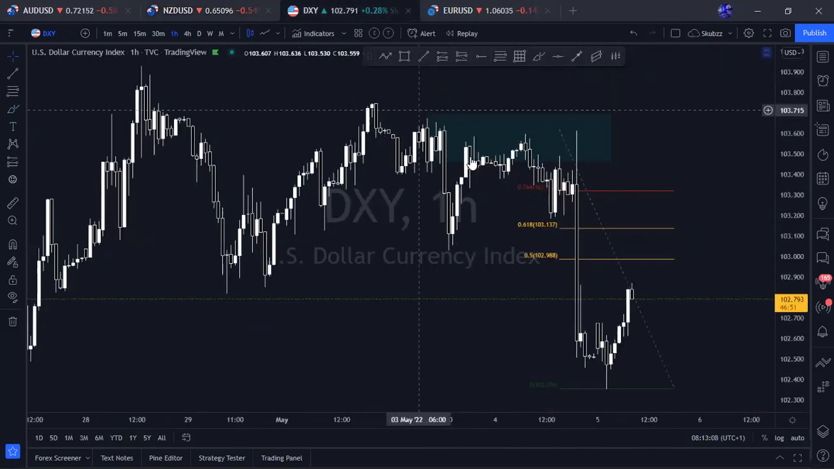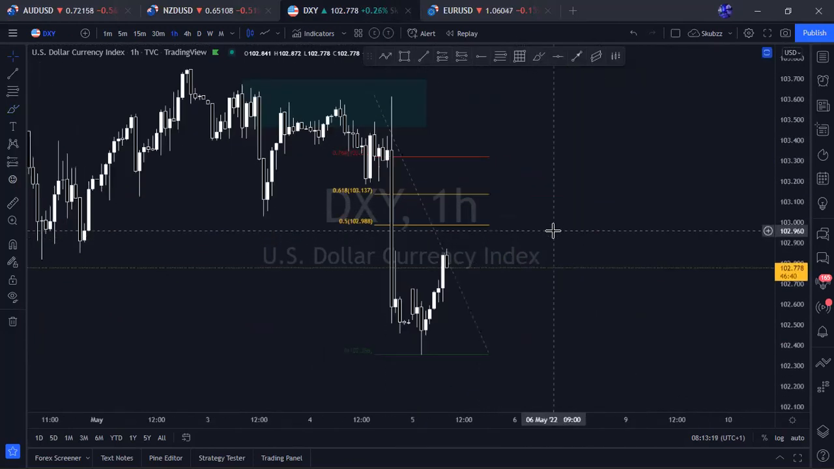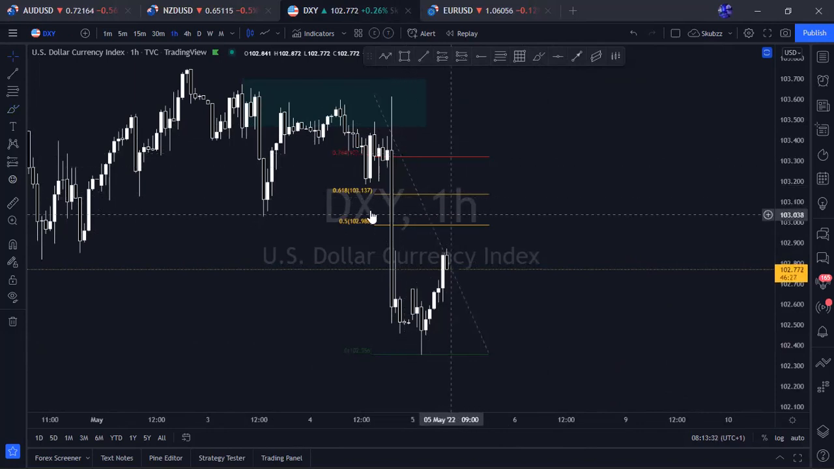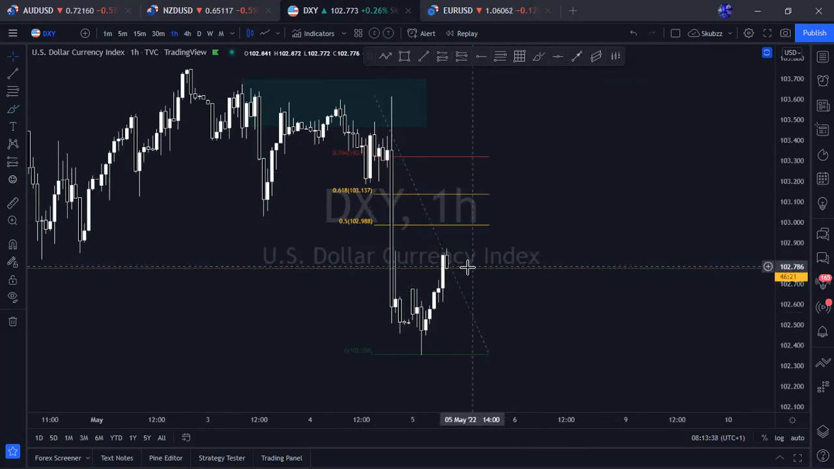Let's take a look at the DXY. We'll take a look at the DXY, for those that are aware of correlation. DXY is correlated with EUR/USD. So I check what's happening with the DXY, the dollar index. It basically shows the strength of the dollar. Since it's bearish, most of the pairs that have USD on the right-hand side, as the quote currency, will be bullish today. I hope you guys understand.